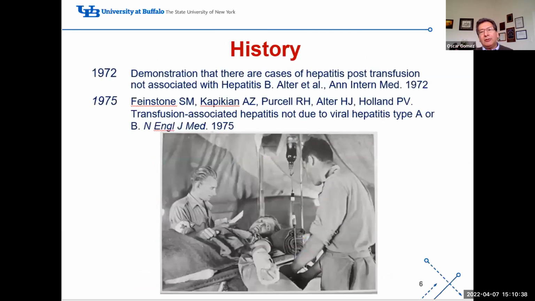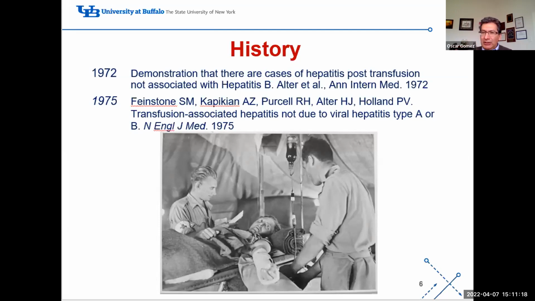A little bit of history. The history of this goes back to the 1970s, when investigators were interested in analyzing why some people that receive blood transfusions develop hepatitis. The first virus that was associated with hepatitis due to transfusion was hepatitis B, until Dr. Alter found that there were some individuals that would have hepatitis after transfusion, but this blood was coming from individuals that were negative for hepatitis B.